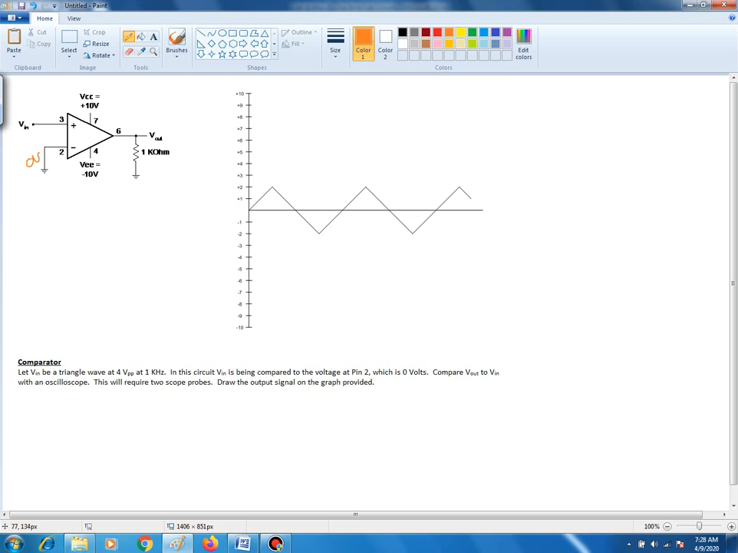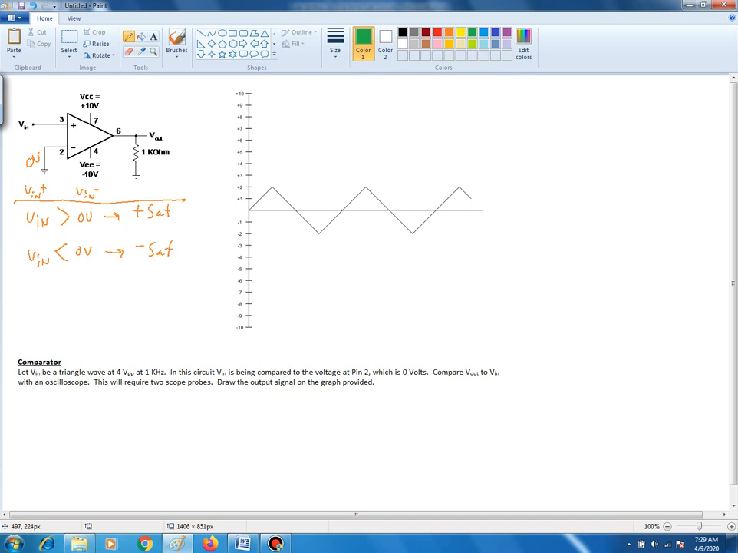And it's comparing Vn against 0 volts. So when your Vn is greater than 0 volts, you're going to be in positive saturation. And when your Vn value is less than 0 volts, then you're going to be in negative saturation. And your Vn is at the input Vn positive, and your 0 volts is at the input Vn negative.